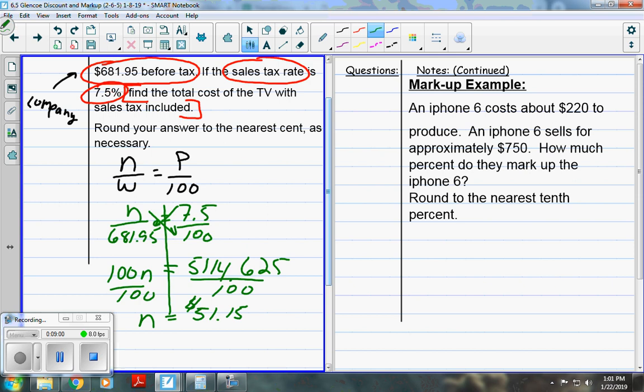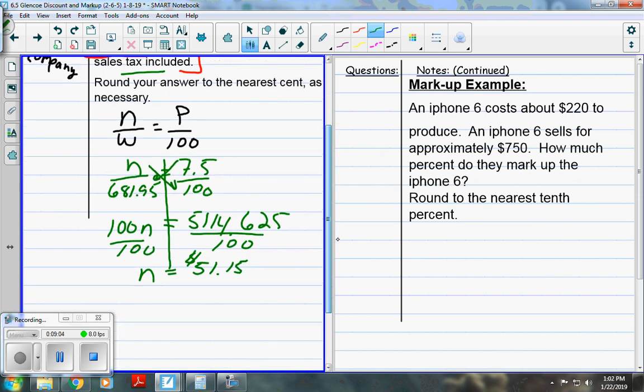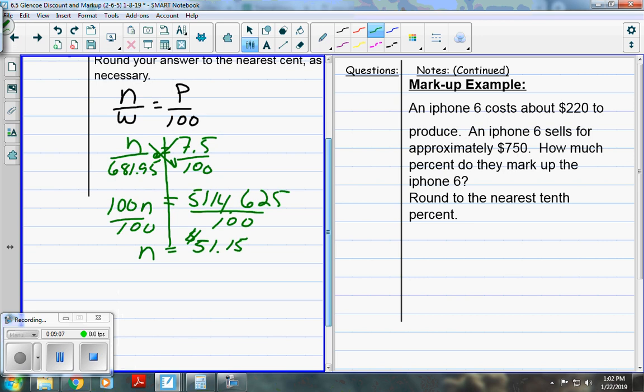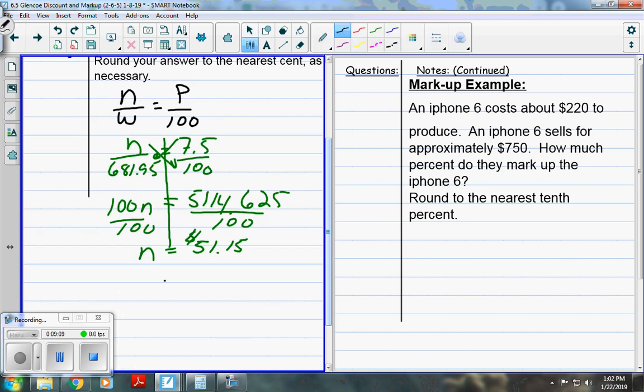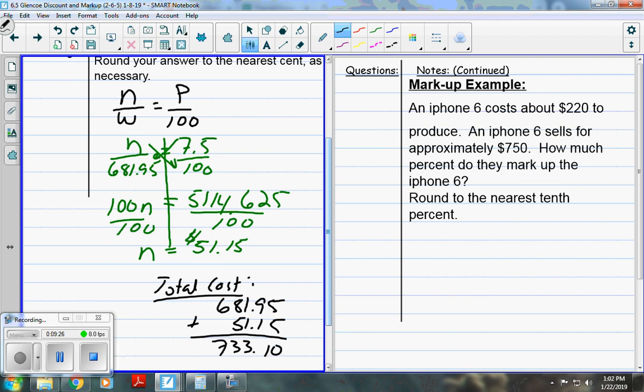But the question wants to know the total cost with tax included. So the last step of this problem is like step 3, taxes we add on to our cost. So total cost is going to be the original price adding the tax onto it. And we end up with the cost of $733.10. Nice job, students.